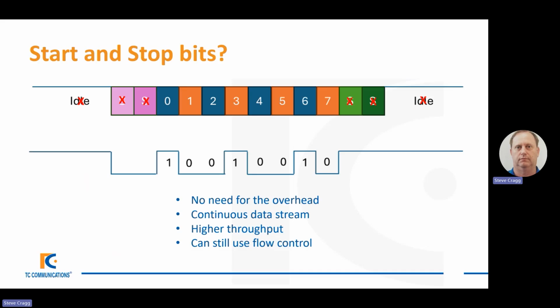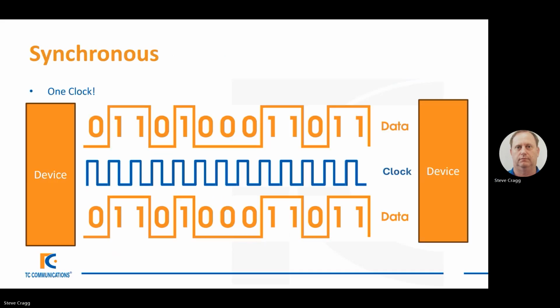However, you can still use flow control. If you want to use flow control for clear to send and request to send, you may do that. But typically for synchronous serial, you don't actually need to use the flow control, but you can if you want to.